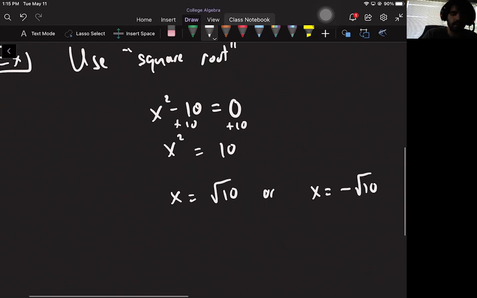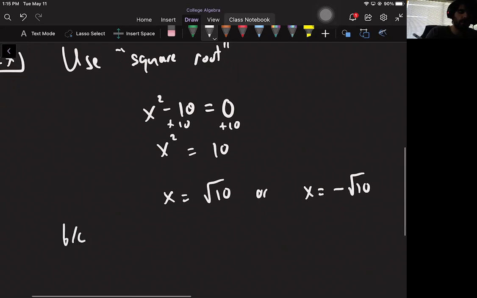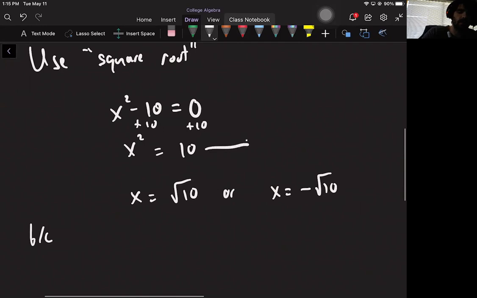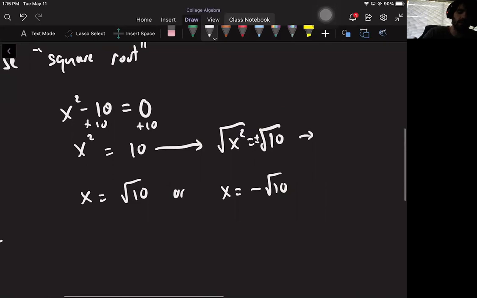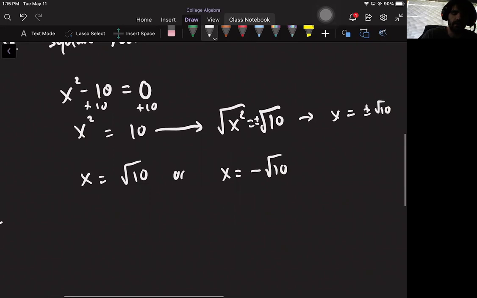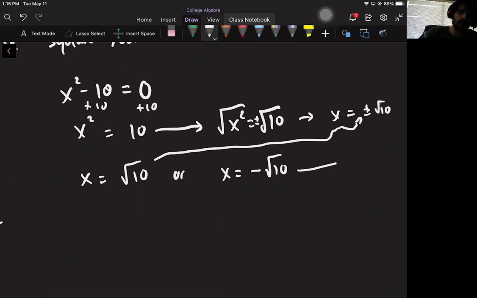So why are these the two answers? Well, the quick thing people do is they'll say we have this, and then we're going to square root both sides, but you introduce a plus or minus when you square root. So you get x equals plus or minus square root of 10. And that plus or minus represents the fact that there's two answers. So this is the plus one, and this is the minus one.